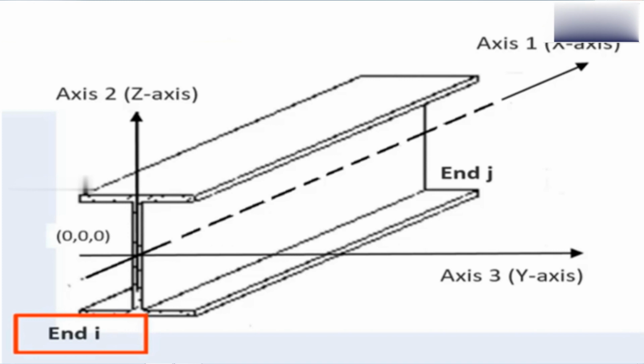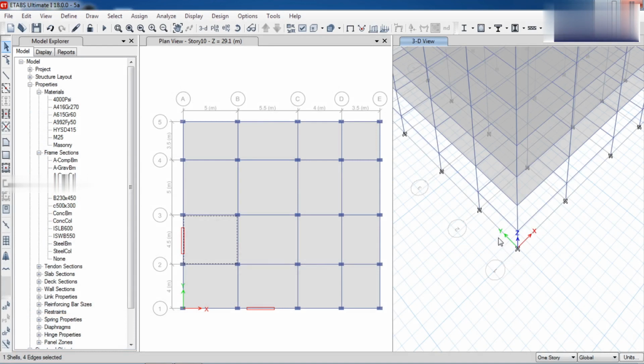In ETABS, for any element, either beam or column, it automatically names the ends as I and J. The starting end of the element is termed as I-end and the next end is termed as J-end. This is about the ETABS UCS icon.